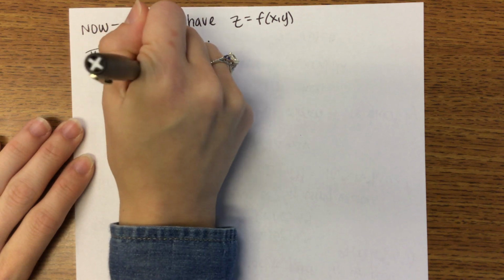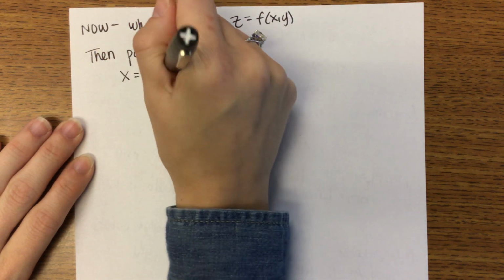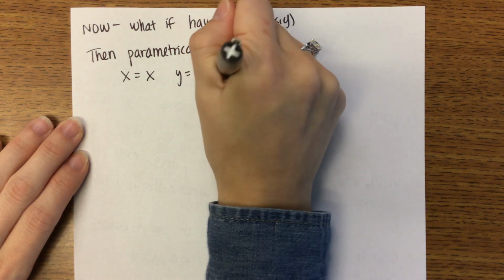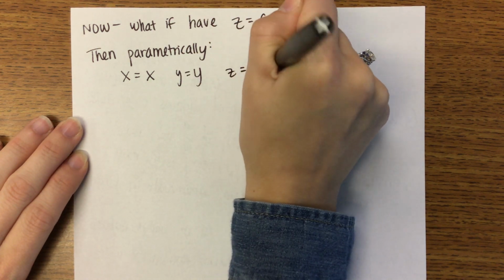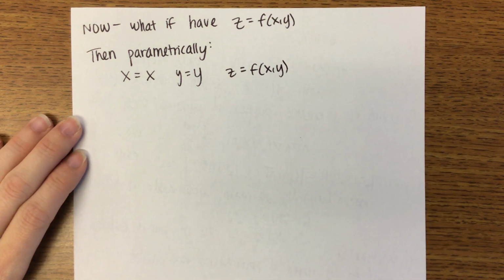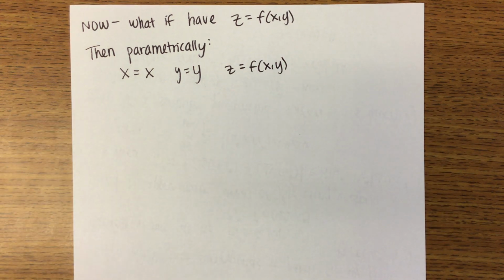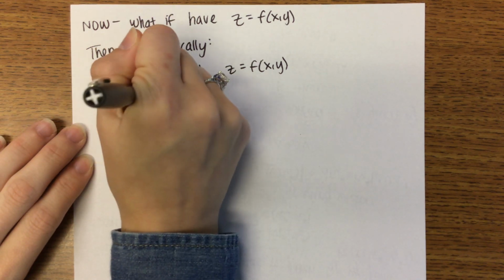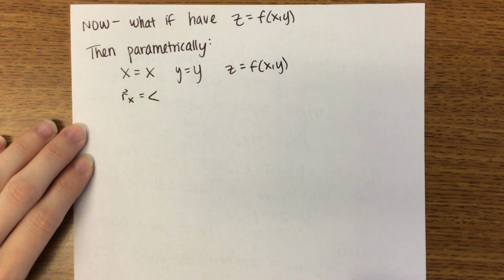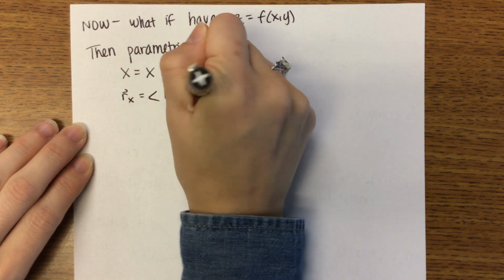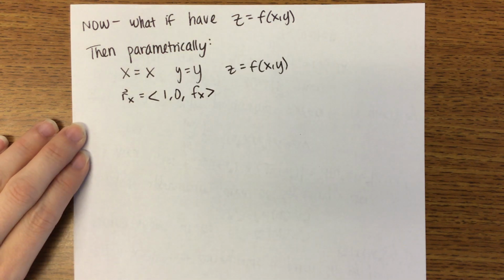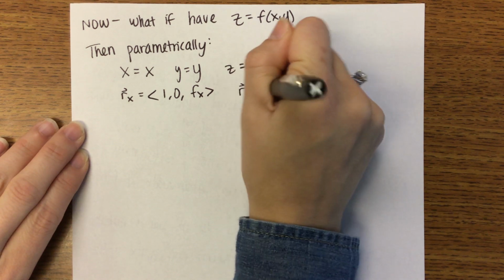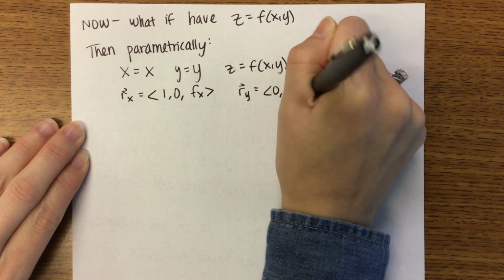Sure. How about x equals x, y equals y? Okay, so then we're going to do the same process as before and see what happens to the integral. We would take the derivative with respect to x, and that would give us 1, 0, and the derivative of f with respect to x. For r of y, we would get 0, 1, f of y.